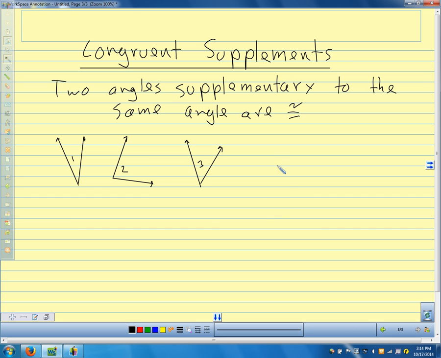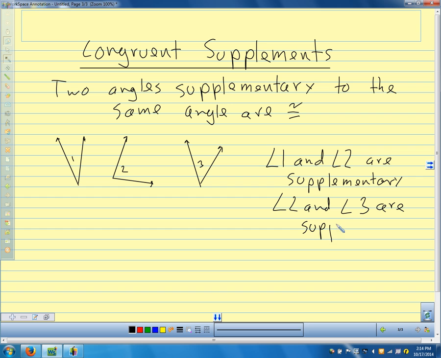All right, so we're going to say angle 1 and angle 2 are supplementary. And we're going to say angle 2 and angle 3 are supplementary. What this says is angle 1 is congruent to angle 3. Angle 1 and 3 are supplementary to the same angle, so they are congruent.